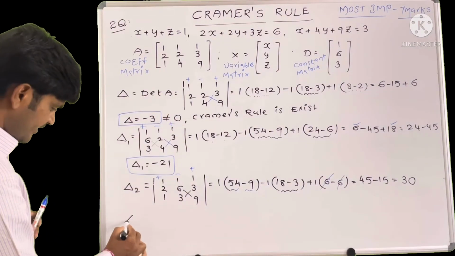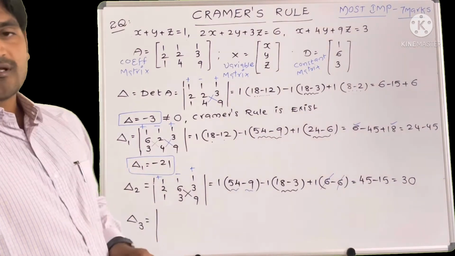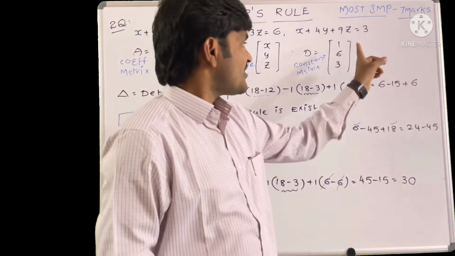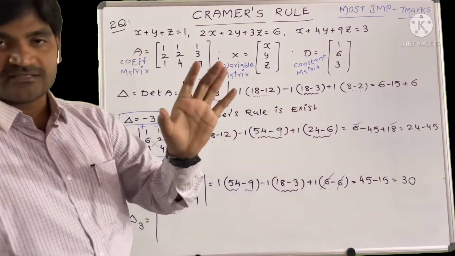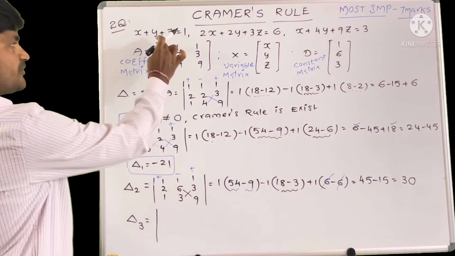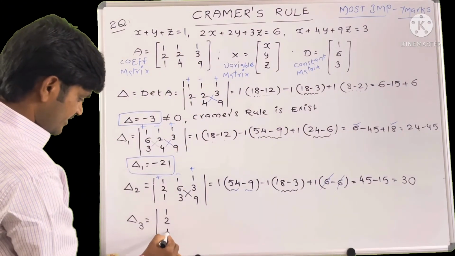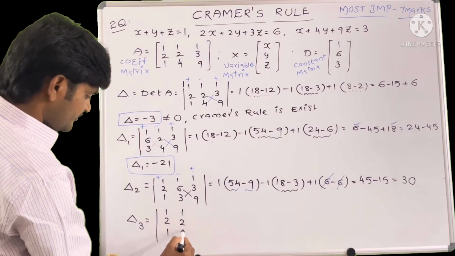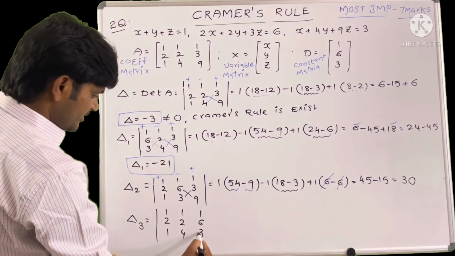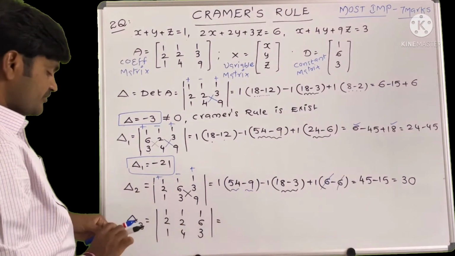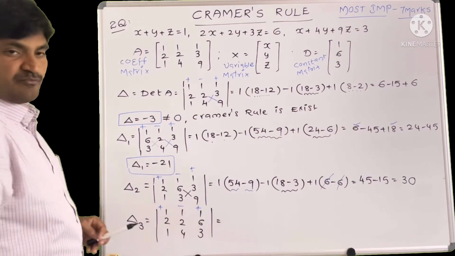Now we are finding delta 3 value. Delta 3 means we just substitute 1, 6, 3 in the place of the third column, 1, 3, 9. So 1, 2, 1 as it is, 1, 2, 4 as it is, and that is 1, 6, 3. So same process, using the symbols plus, minus and plus.